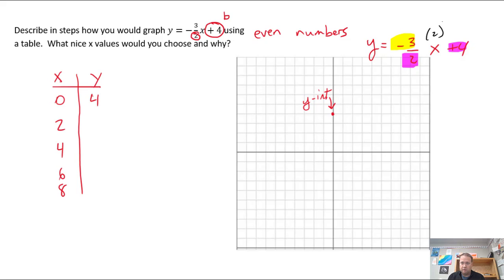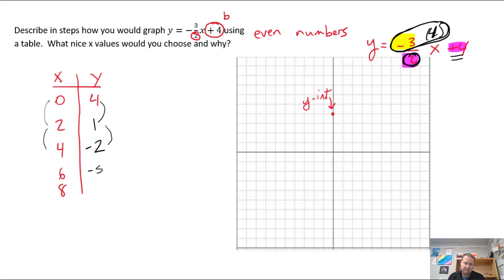So we can also multiply those first. That'd be -6, and then divide by 2 is -3, and -3 plus 4 is 1. So again, we'll put a 4 here. -3 times 4 is -12, but then divide by 2. -12 divided by 2 is -6, plus 4 is a -2. So notice what's happening. Every time this goes up by 2, this right here is going down by 3.